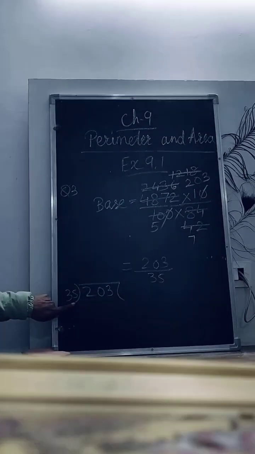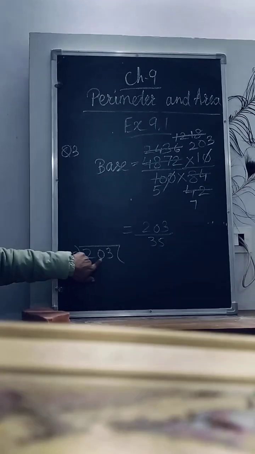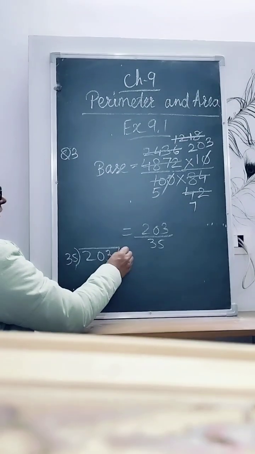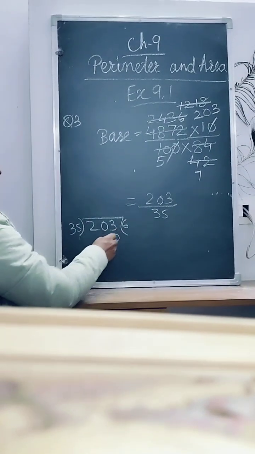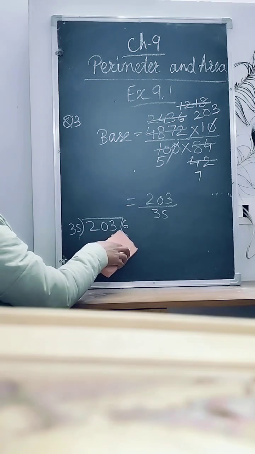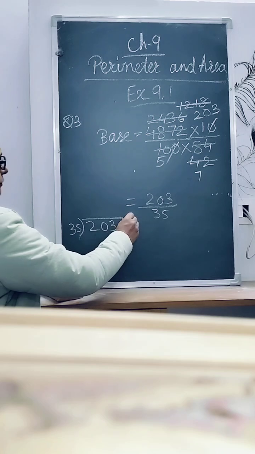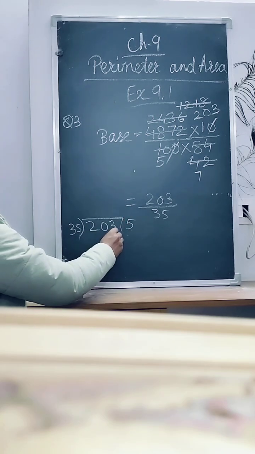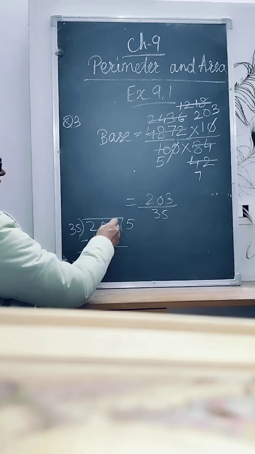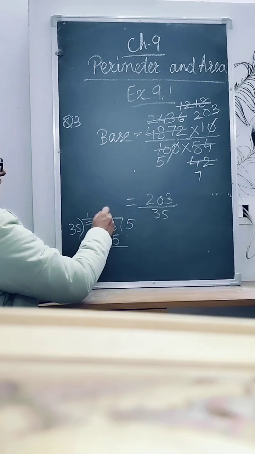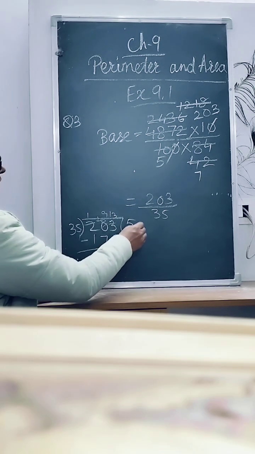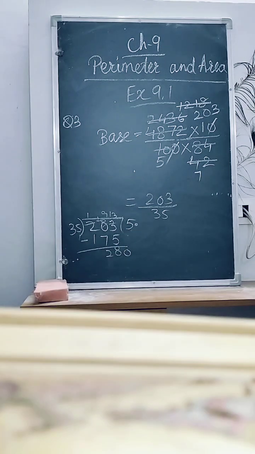If you see the last digit of 203, 7 becomes greater. 7 3s are 21, 22, it would be greater. So we will be taking 6. 6 5s are 30. 6 3s are 18, 18 plus 3 is 21. It is again greater. So let us take 5. 5 5s are 25, 5 3s are 15 and 2 is 17, so we need to take a borrow. 13 minus 5 is 8, 9 minus 7 is 2.